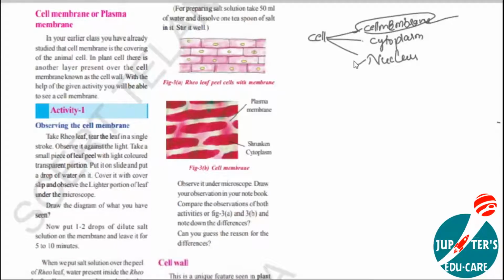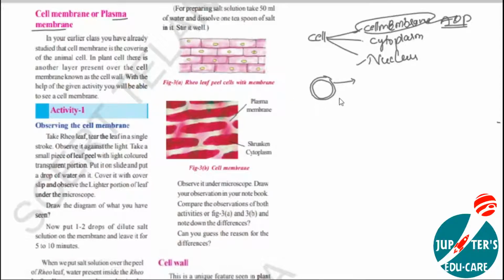As you know, only the plant cell has a cell wall, but both the animal cell and the plant cell contain an outermost membrane, which is nothing but the cell membrane. This membrane is also called the plasma membrane. Here we have an activity to identify the cell membrane. Every cell is covered by the cell membrane, the outermost layer of the cell.